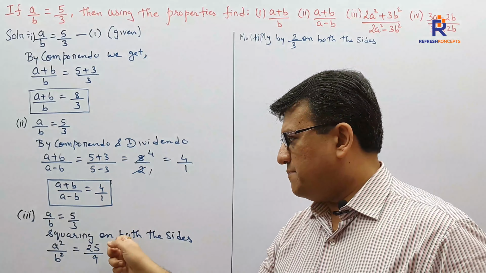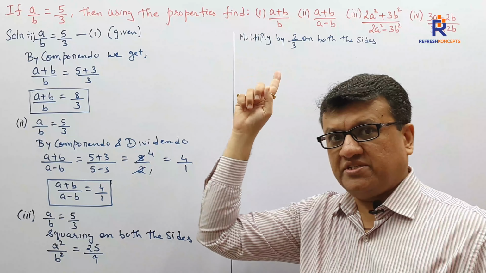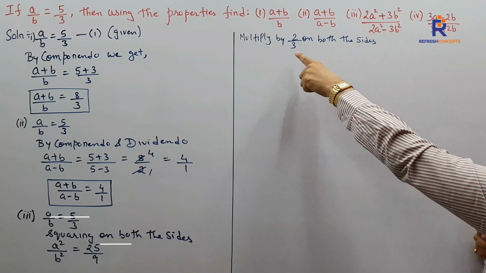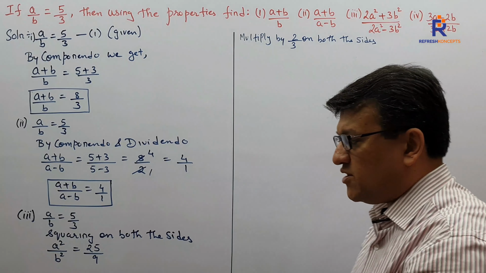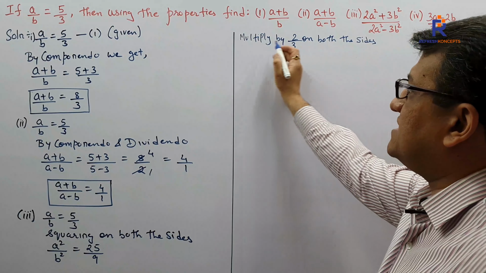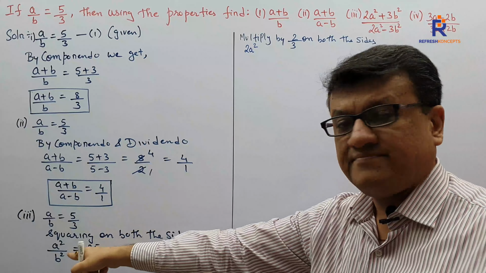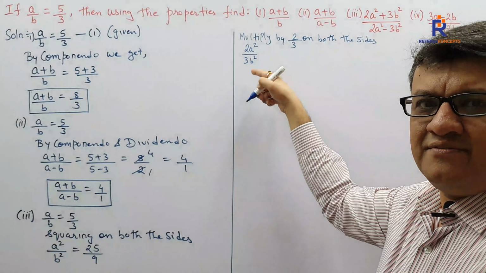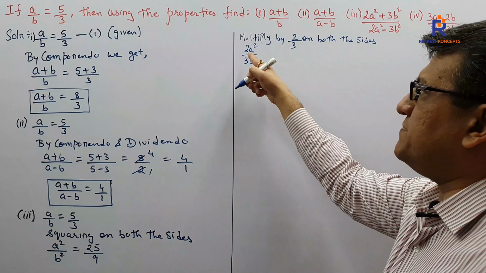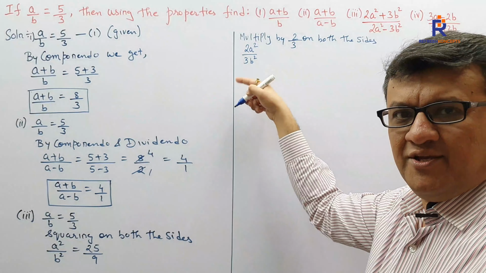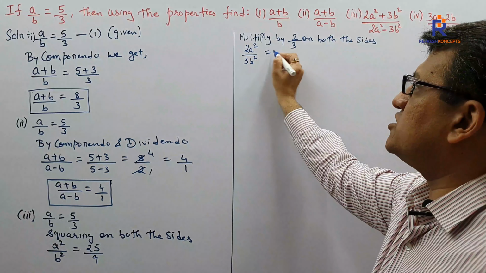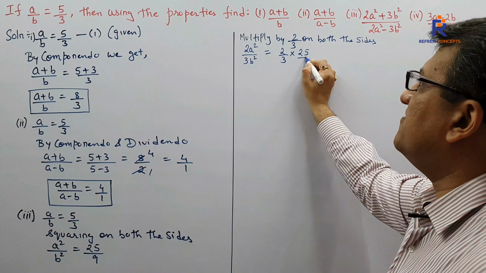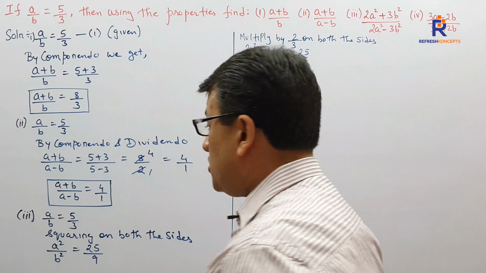Ratio, power, looking at the question, coefficient. The coefficient with a was 2, with b it is 3. So what makes me say that? Because when I say multiply 2 by 3 on both the sides, that means it is 2a square by 3b square, rather than saying 2 by 3 into a square by b square. So it's 2a square upon 3b square is equal to 2 by 3 into 25 by 9. Now, what do I get?